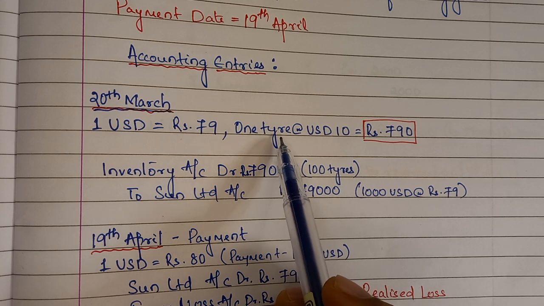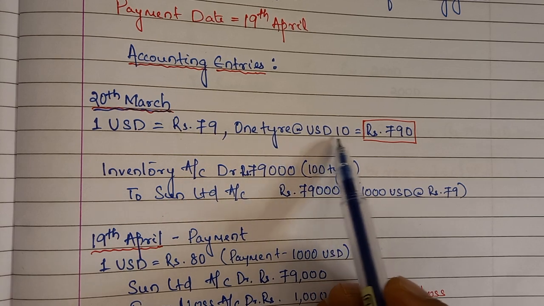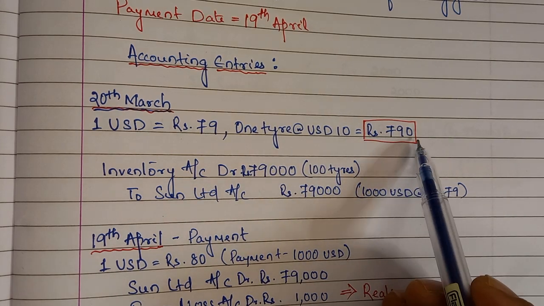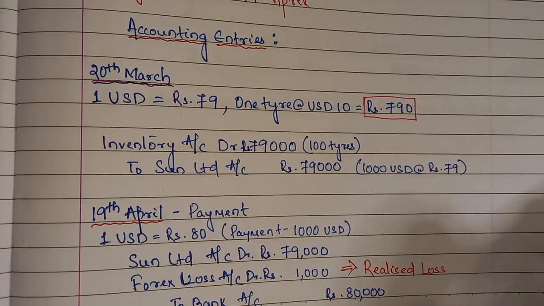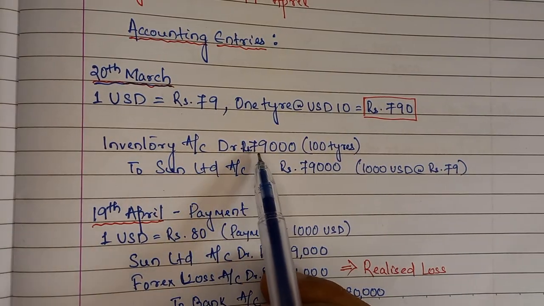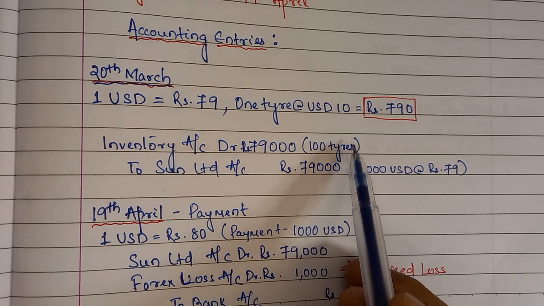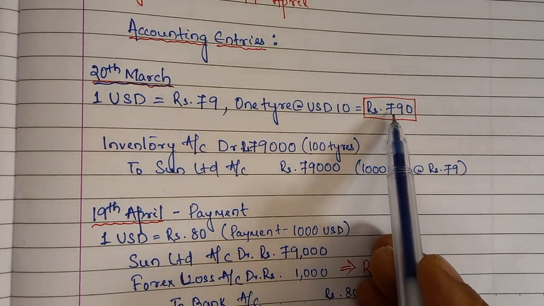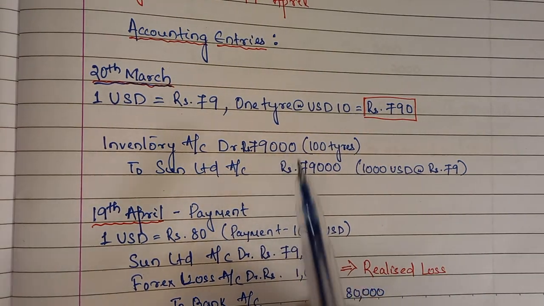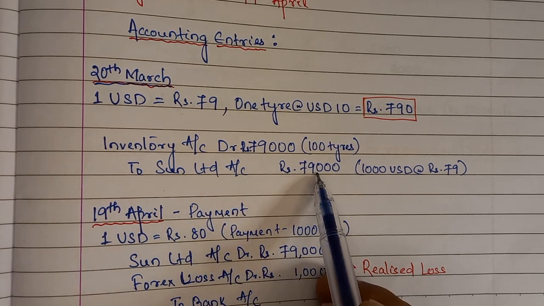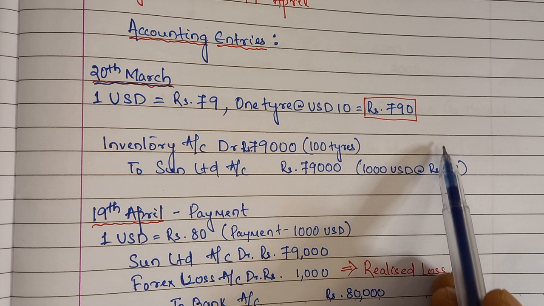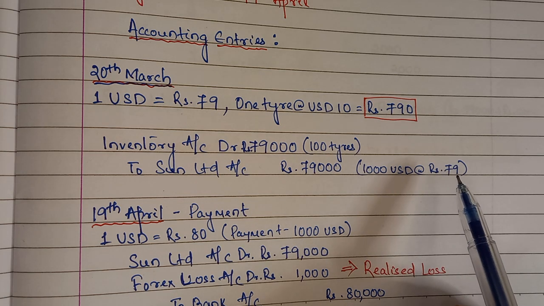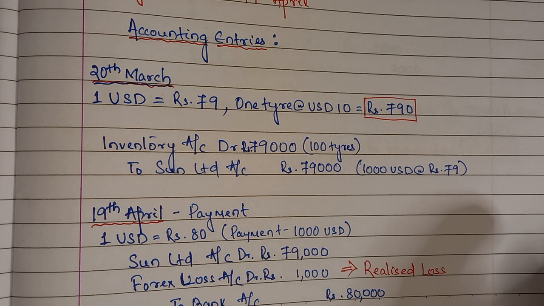So one tire, what is the cost now? USD 10, so 790 rupees. 79 into 10, 790. So what is the accounting entry to be posted now? Inventory account debited 79,000 because 100 tires purchased. So 100 tires into 790 is 79,000. To Sun Limited 79,000 because Sun Limited is a creditor. So this is the first entry at the time you are doing the entry in the accounting software on 20th of March.